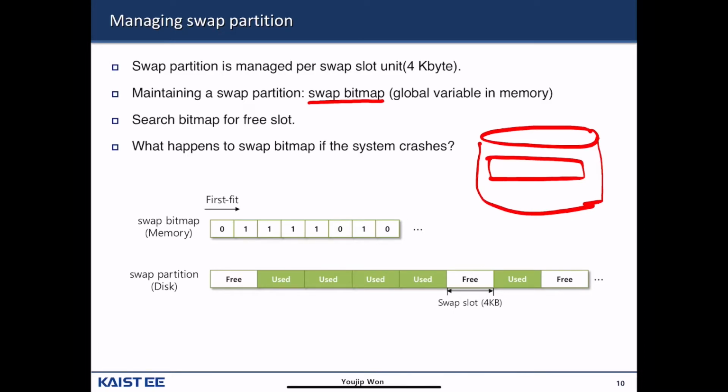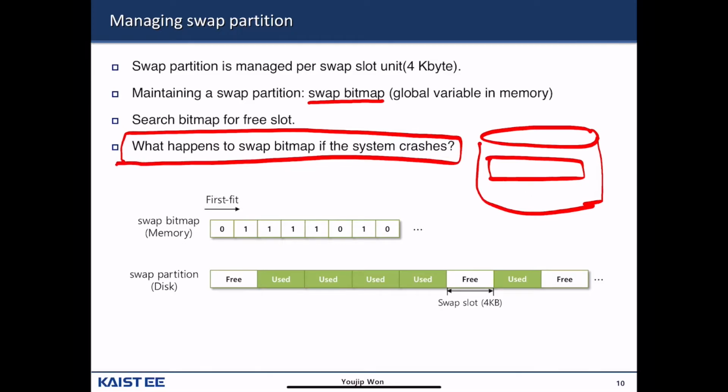What happens to the swap bitmap if the system crashes? This is an important question. If the system crashes, all the data structures that reside in memory will disappear. So the swap bitmap is also going to go away. And then it means that we won't be able to identify which slots are free and which are filled in the swap partition.